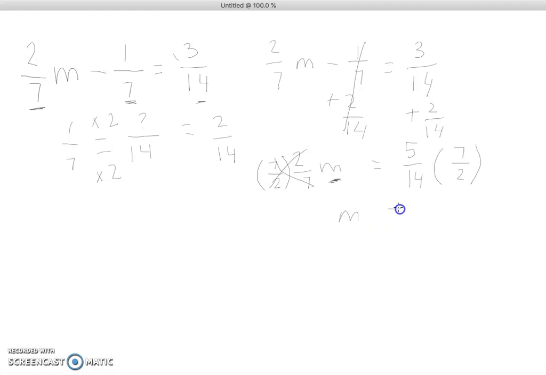So m is essentially equal to 1.25. If you put it into a calculator, it's 1.25, or if you want to keep it in terms of a fraction, in order to make it a fraction, you just have to do the same thing to this side. So we're just going to take this fraction into consideration. We need to simplify it in some way in order to make it a little easier, right?